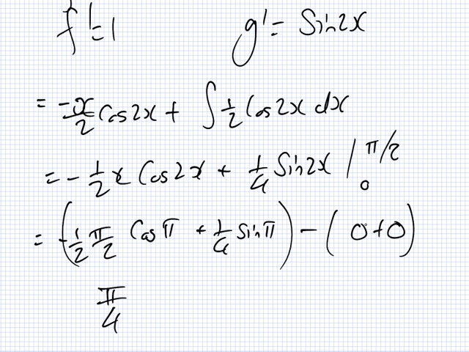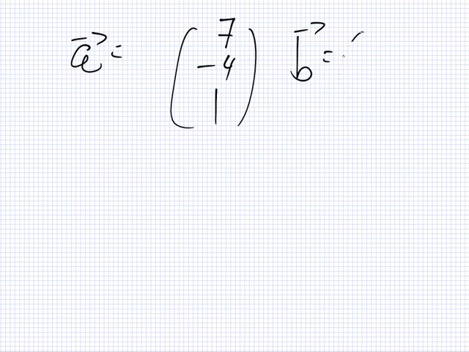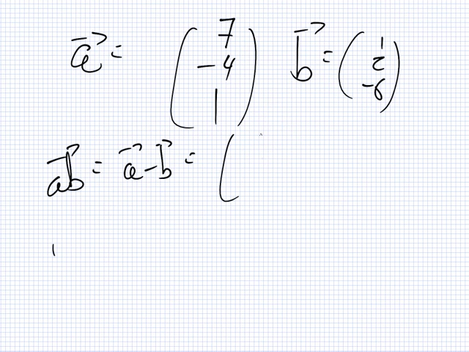Okay, A5. Vector A is defined as A equals 7i minus 4j plus k. B is defined as i plus 2j minus 6k. Write down the unit vector AB. AB, which equals A minus B, that's 6, minus 6, 7. No, not the last one, sorry, the last one's 7. 6, minus 6, 7.